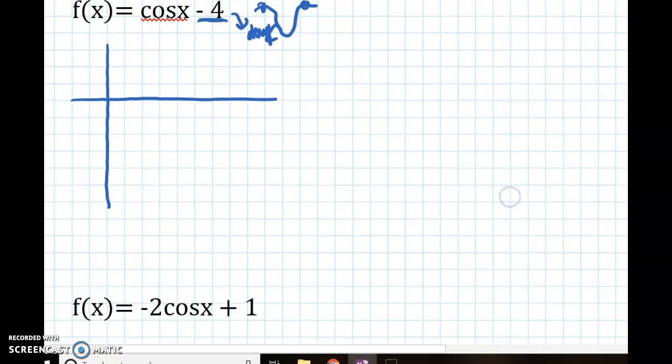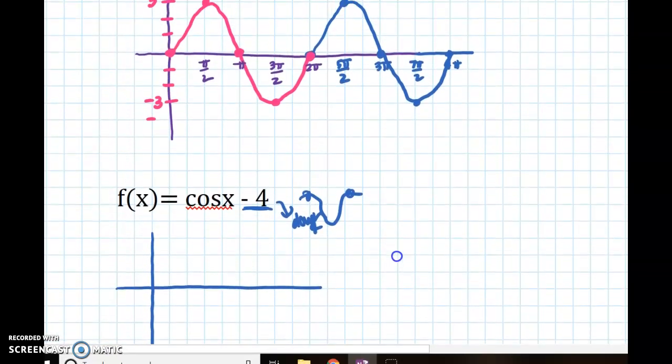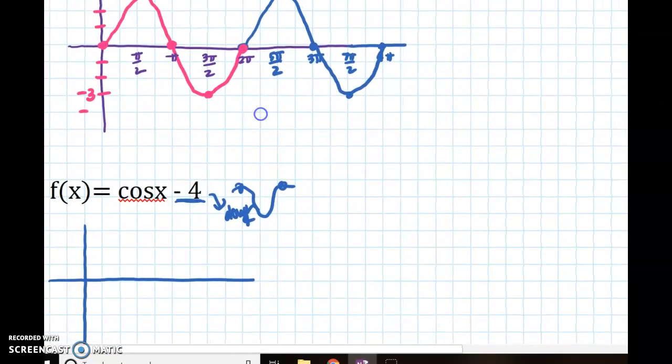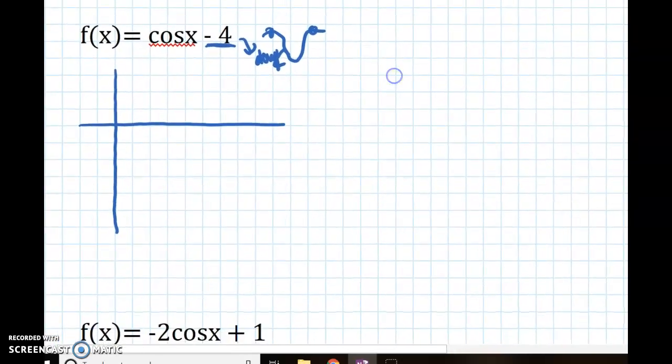And I also just like to think of it as your middle line. Usually your middle line, like on the sine graph, is the x-axis. Your middle line, some people like to call it the midline, is going to be at negative 4. So you go down 1, 2, 3, 4. And I like to draw a dotted line. That's my new center.